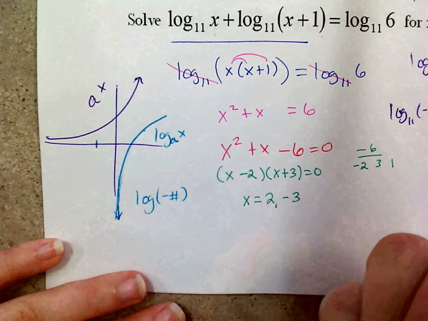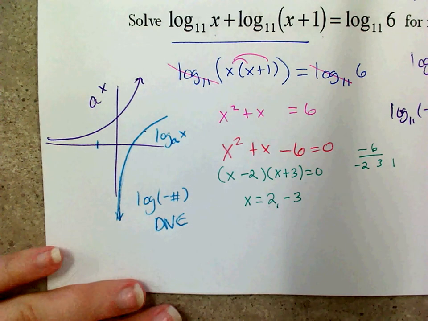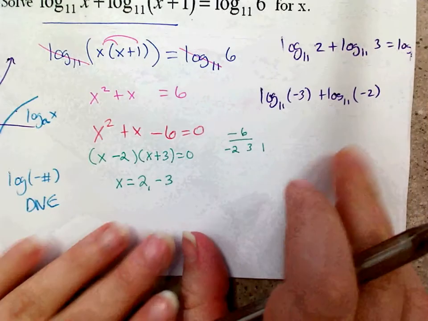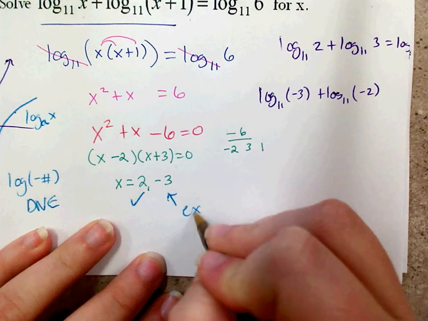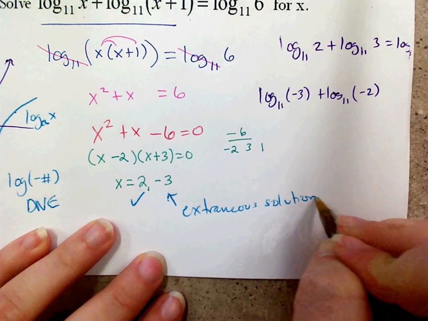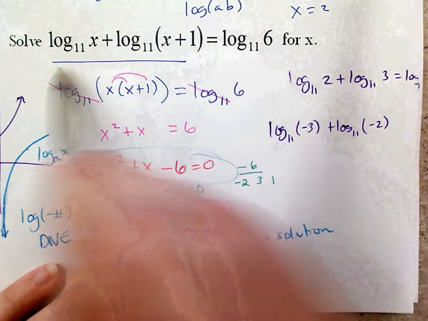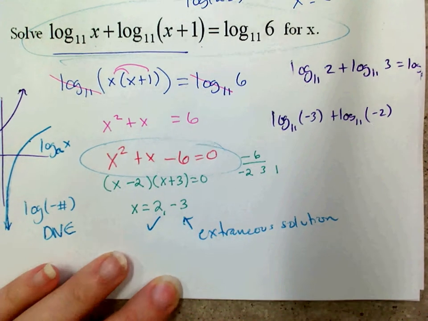Log of a negative number does not exist. Meaning this right here, negative 3, this is a solution. This is called an extraneous solution. Yes, it's a solution to this equation, but it's not a solution to this equation. Okay? So I only have one real answer, and it's 2.